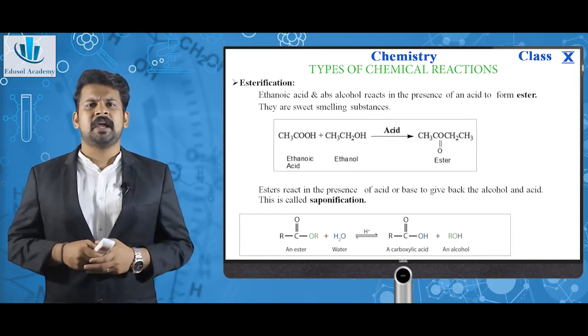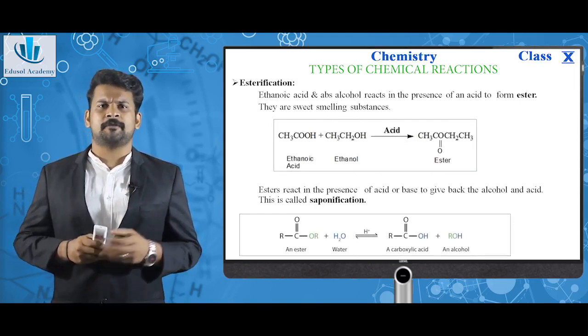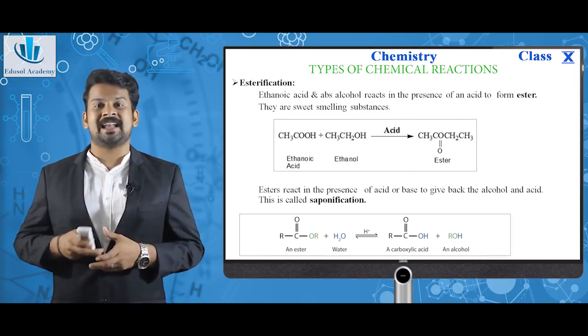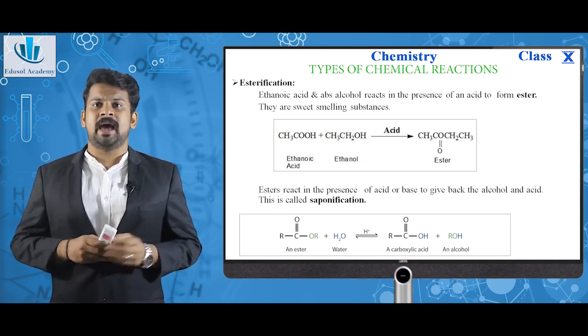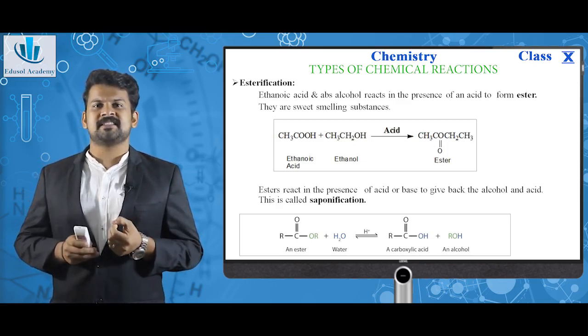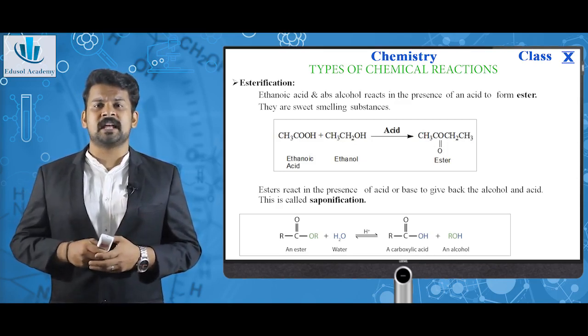Coming to the reaction, the main reaction is esterification. Esterification is a common reaction of an acid and an alcohol to give an ester. Ethanoic acid and ethanol react to give an ester which has a pleasant smell. This pleasant smell is used in making perfumes and flavoring agents.